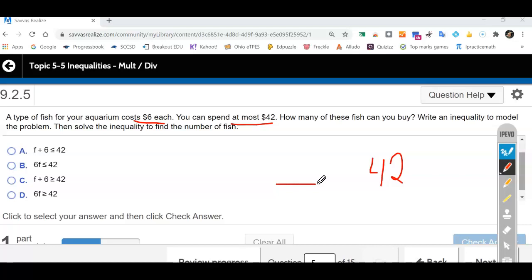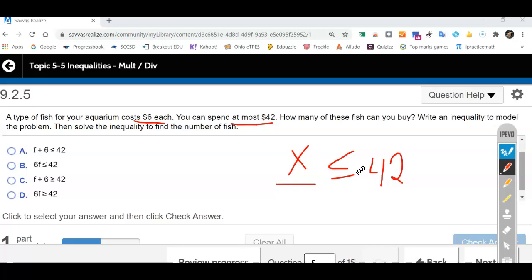What do you think, Kyle? So you say we're going to spend X. What we're going to spend over here, X, is going to be greater than $42? No, because we can spend at most. I know you see the word most and you think greater than, but that's the most you can spend. So it's got to be less than or equals to, because you can spend $42, right? Or you can spend less than your $42, but you can't spend more than your $42.